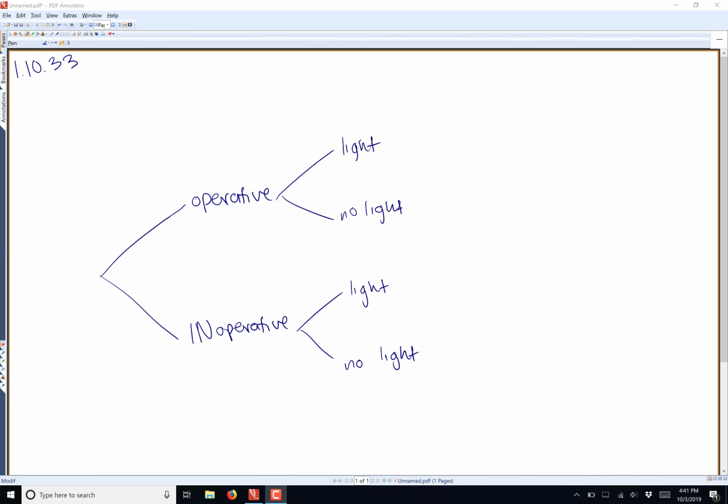This is 1.10.33. It tells us a warning light in the cockpit of a plane is supposed to indicate when the hydraulic pump is inoperative. If the pump is inoperative, then there's a probability of 0.992 that the warning light will come on.